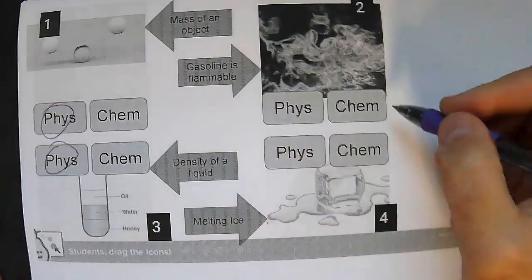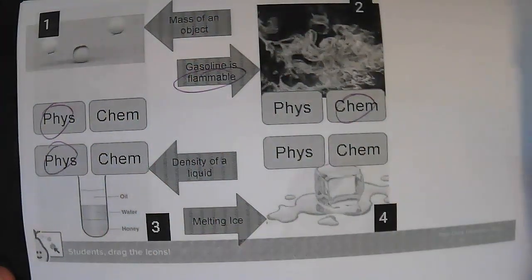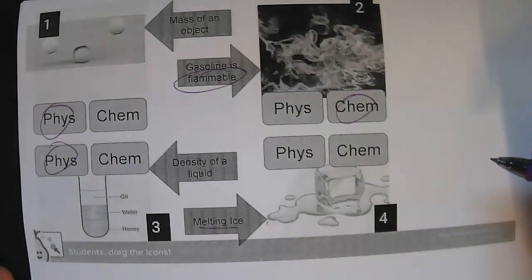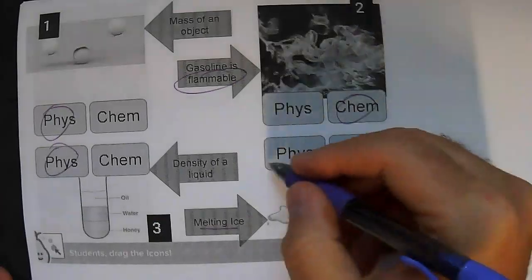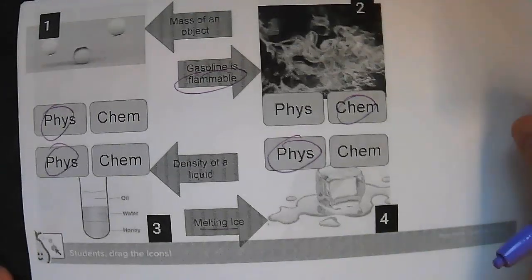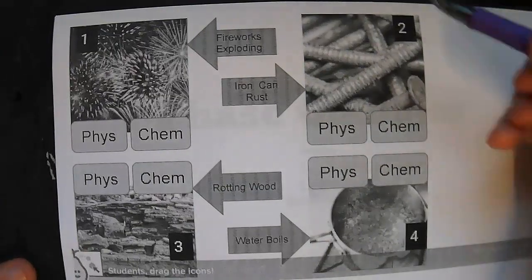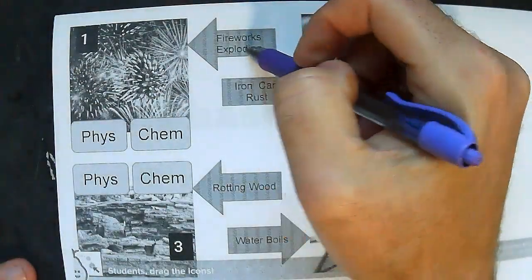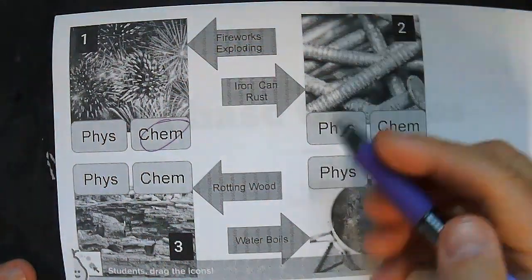Flammability. Gasoline is flammable. That is a chemical change. Again, this word flammable is one of those key vocabulary words to know that something is chemical. And then melting. I'm going to ask all about phase changes a lot because I want to drive home the point that melting is always a physical change. Okay, so now more things going on here. This says fireworks exploding. Exploding is a chemical change.